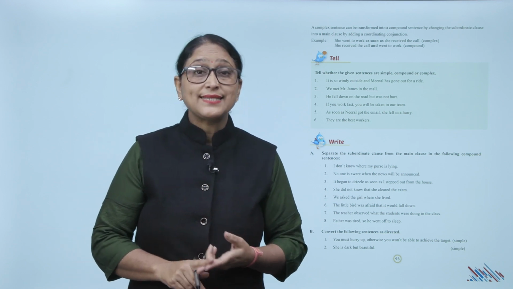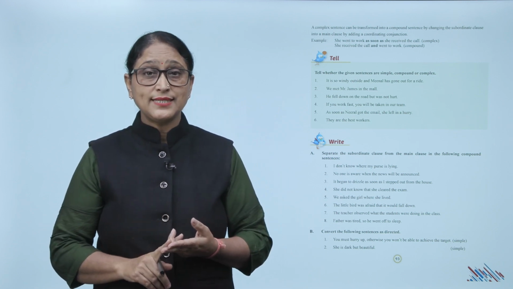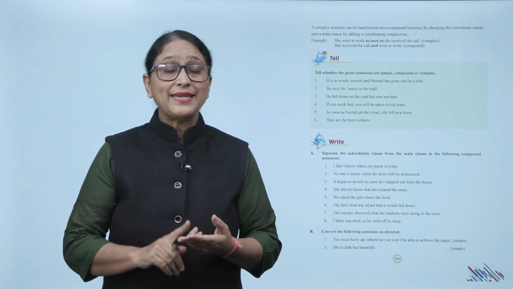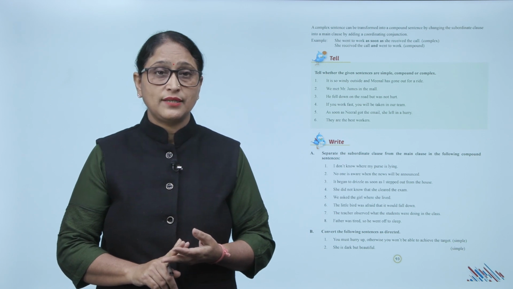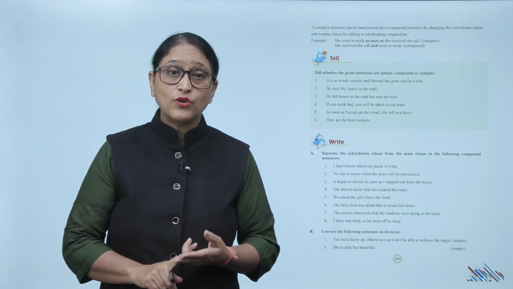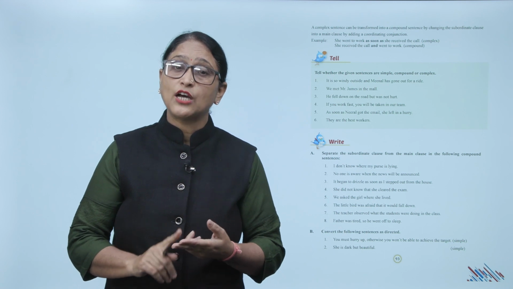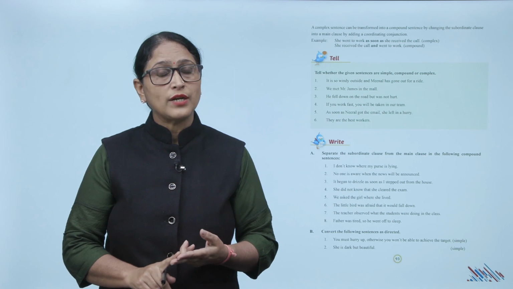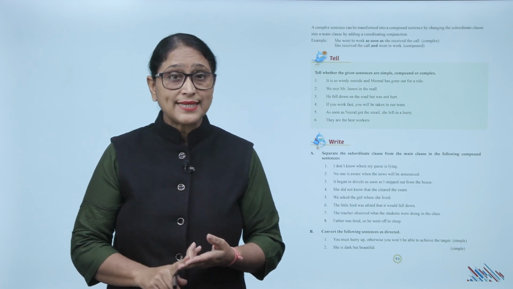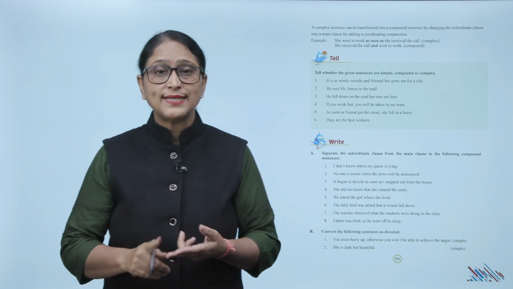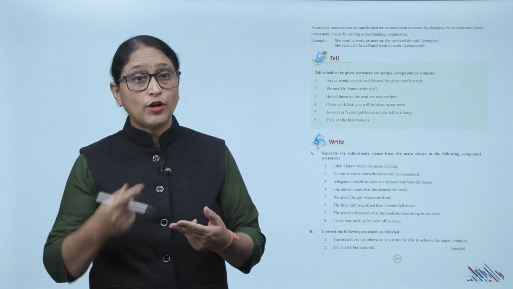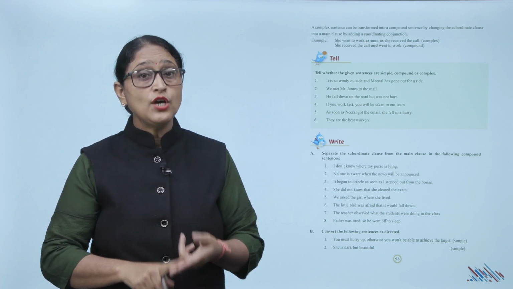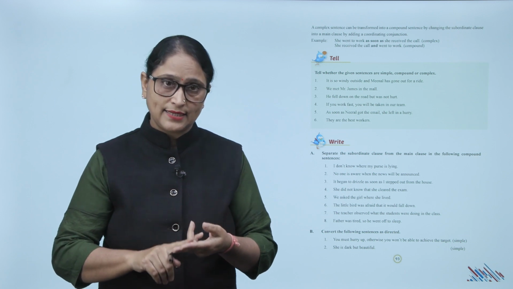A complex sentence can be transformed into a compound sentence by changing the subordinate clause into main clause by adding a coordinating conjunction. Example, she went to work as soon as she received the call. Complex sentence. She received the call and went to work. This is compound sentence. जो complex sentence होता है उसको हम compound sentences में कैसे change कर सकते हैं? हम उसके subordinate clause को change कर देंगे किसमें? Main clause में. और कैसे करेंगे उसको? उसमें coordinating conjunction add कर देंगे.